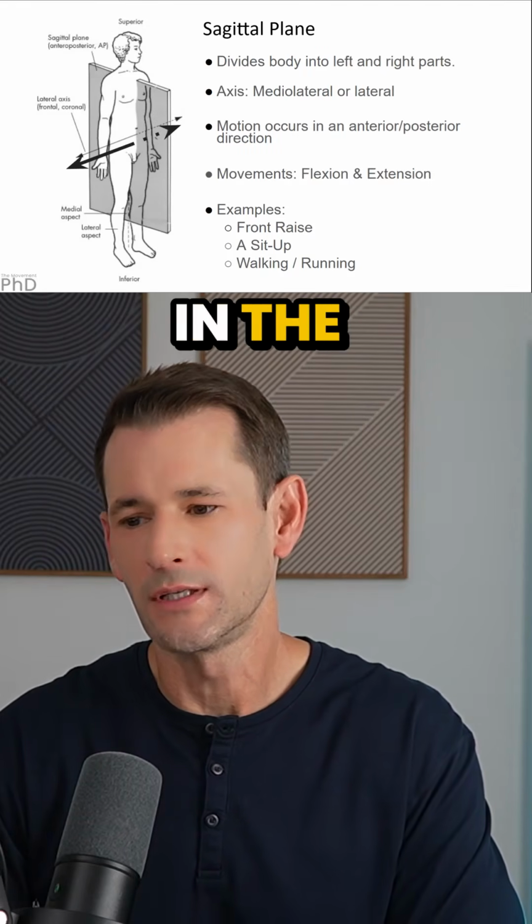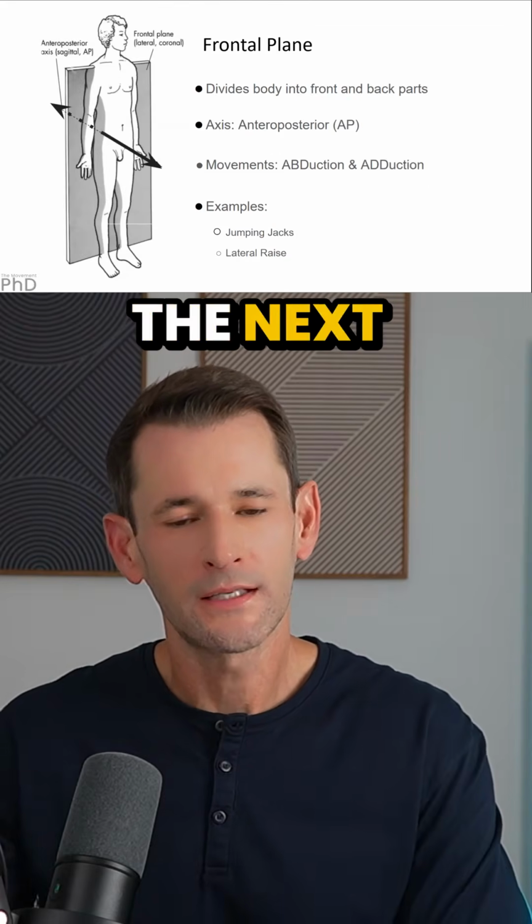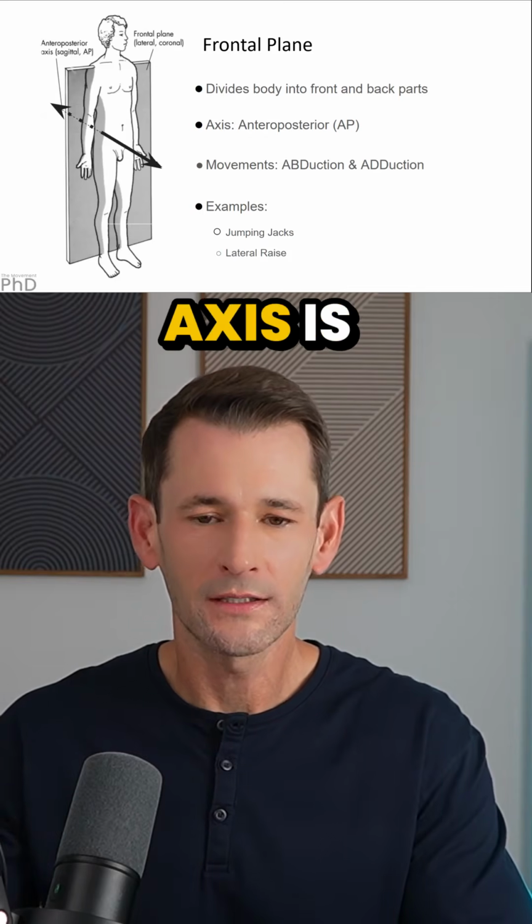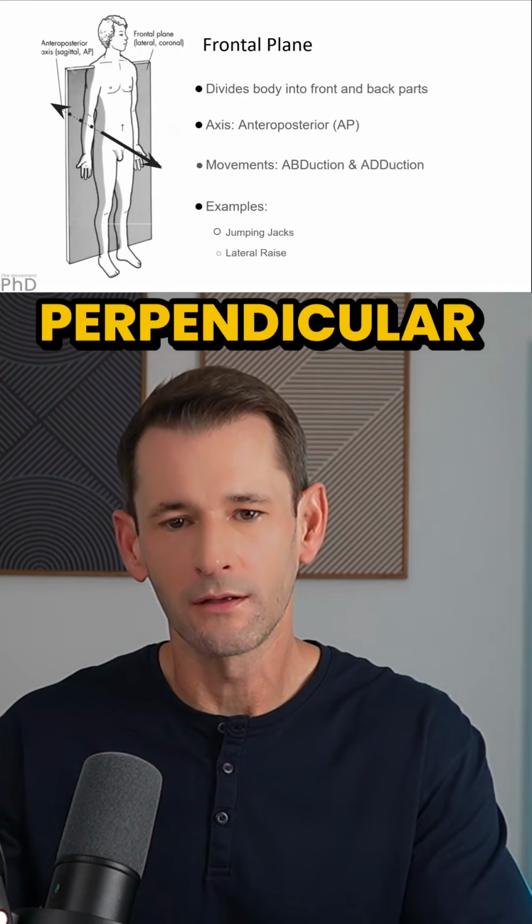Examples of movements in the sagittal plane: for the upper extremity, a dumbbell front raise. The next cardinal plane is the frontal plane. Cuts you into a front half and a back half. Again, your axis is going to be perpendicular to that plane.